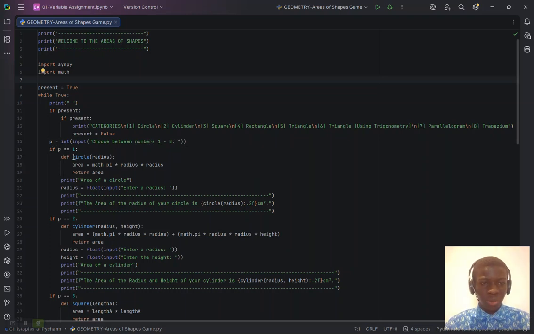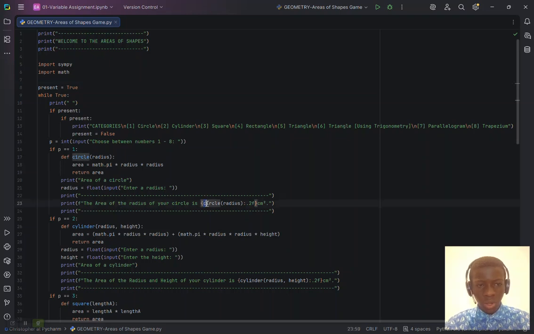If p equals 1, circle radius. Math.pi times radius, return area. The area of a circle is this, so it's pi times radius. I'm just going to be explaining the formula only, but only explaining a few concepts on the way. So the area of the circle is this.